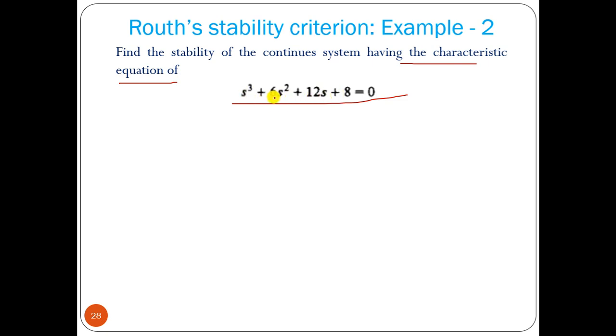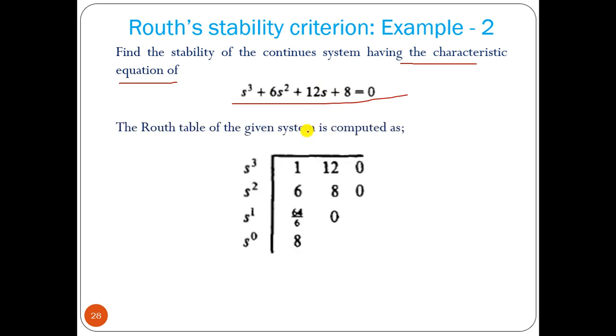So your A, B, C are all greater than 0, fine, and B is greater than C by A, right? 8 by 6 is less than whatever the value, B is more than that. So the system must be stable. Let us prove that. So S cube, S square. We have to put all the coefficient values alternately: 1, then 6, 12, then 8. Now we can find out the S1, S0 factor.